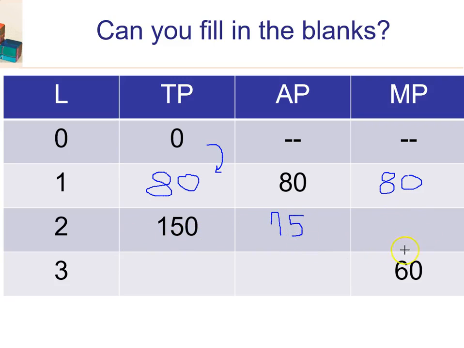What's your marginal productivity here? Well, how did your output change? Your output was 80 when you had one worker. It's 150 when you have two workers. That is an increase, folks, of 70 units. That's your marginal product: 70.